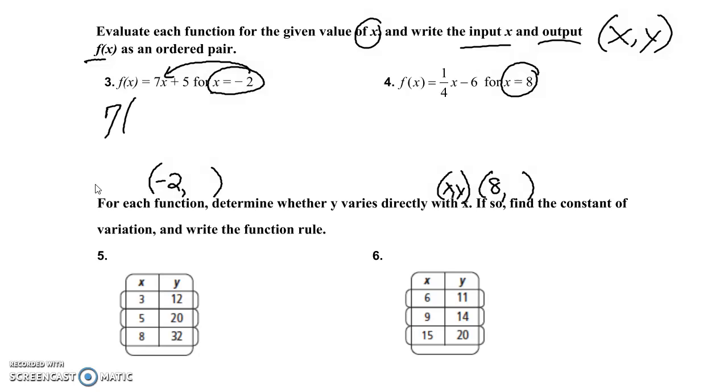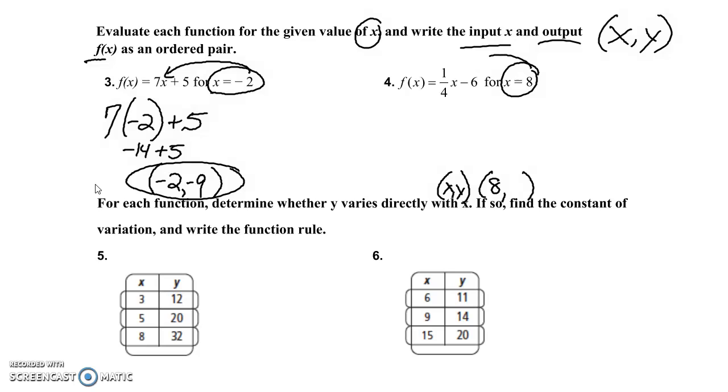So 7 times -2, plus 5, right? 7 times -2 is -14 plus 5. -14 plus 5 is -9. So your calculator will give you that answer, but this right here is going to be your answer. You're going to make sure you circle your answers so all teachers realize what it is.